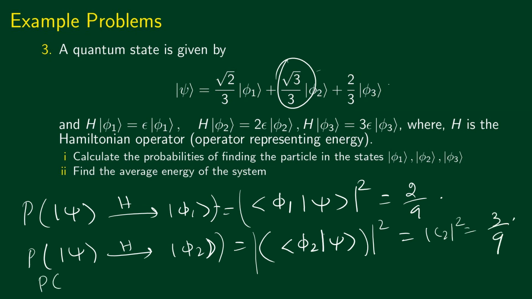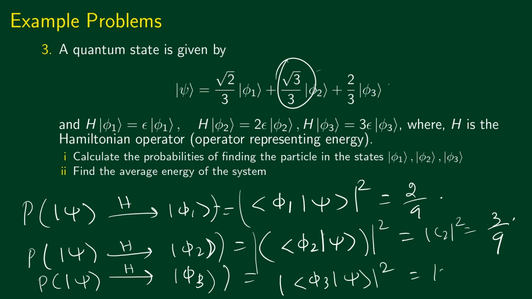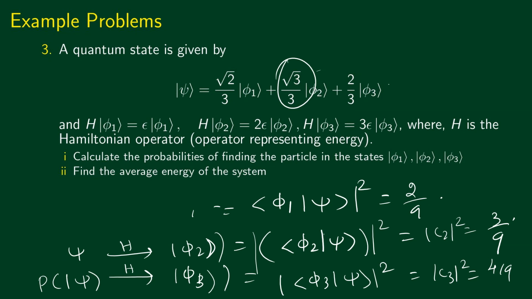Similarly, the probability that psi changes under a measurement of Hamiltonian into state phi 3 is equal to modulus square of bra phi 3 ket psi. This is equal to modulus C3 square, which is equal to 4 divided by 9. So we have solved the first part of the problem. We have found the probabilities that the state changes to ket phi 1, ket phi 2 or ket phi 3.